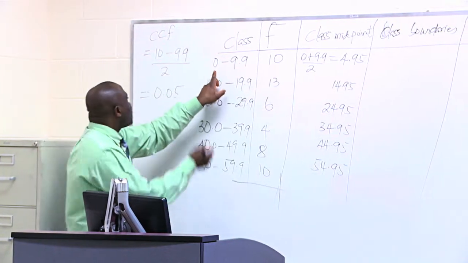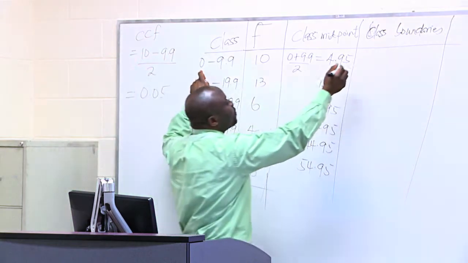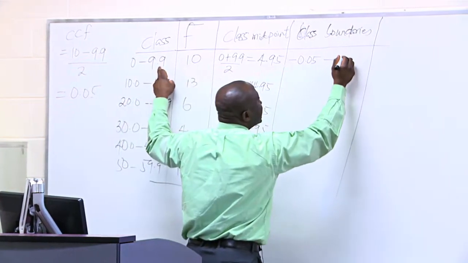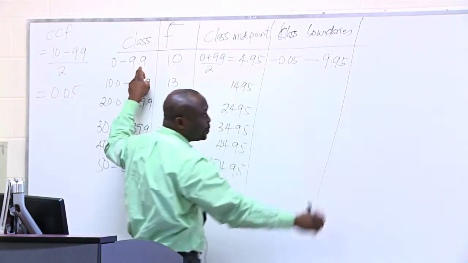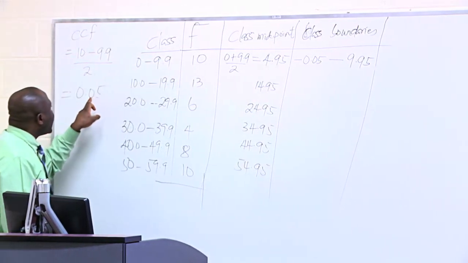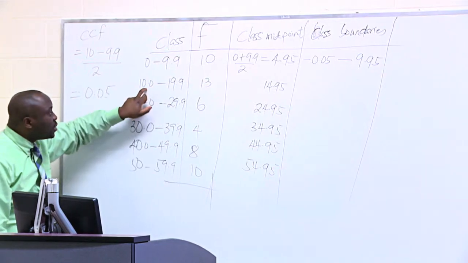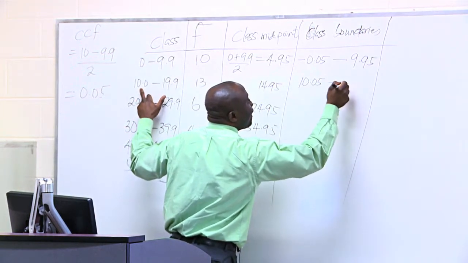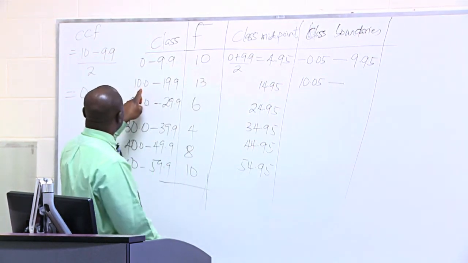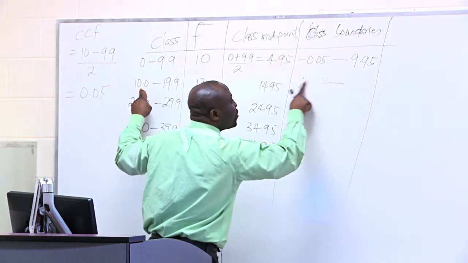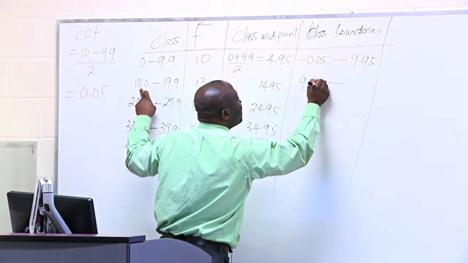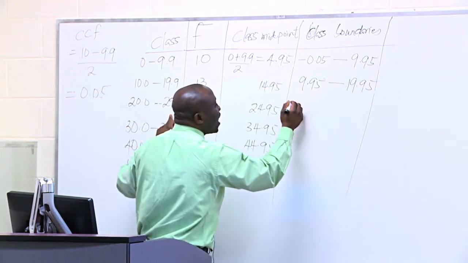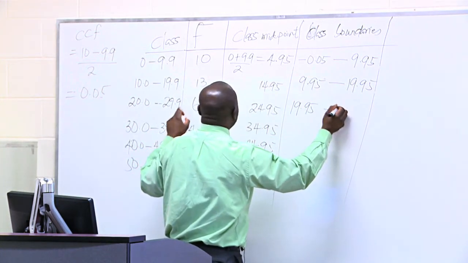So it's going to be 0 minus 0.05, which is negative 0.05. Add that, 9.95. Add this number, the correction factor, to 10, 10.05, or, no, we subtract. So I was wondering why they are not the same. 9.95, add it to this. 19.95, subtract. 19.95, add.